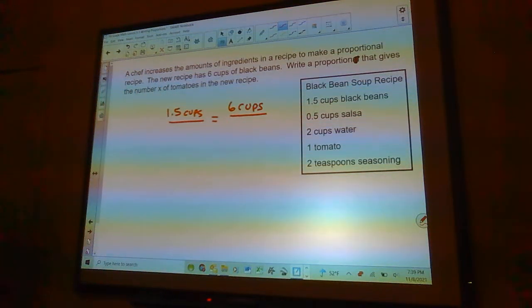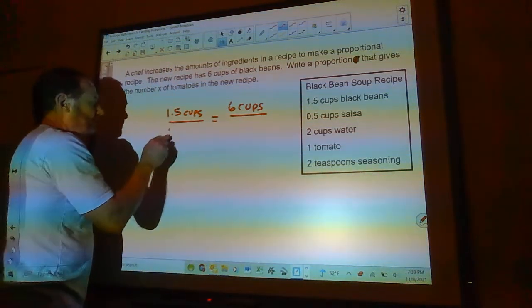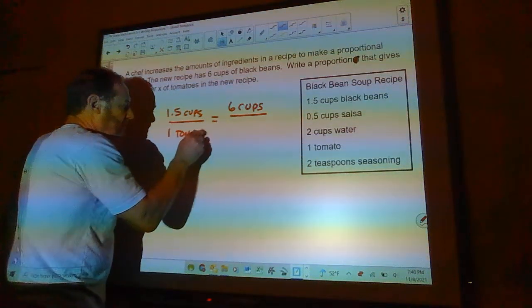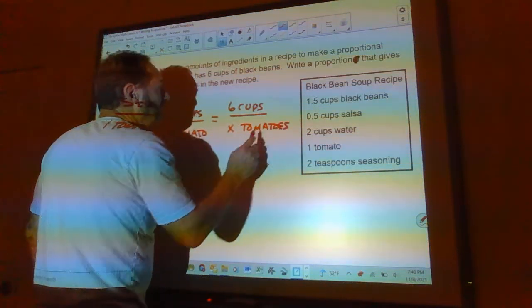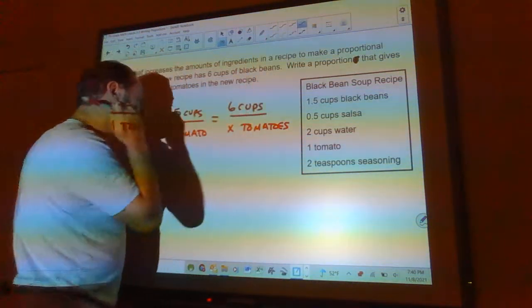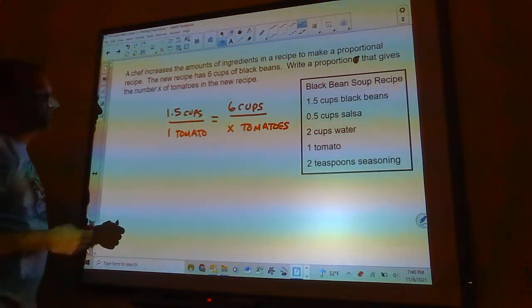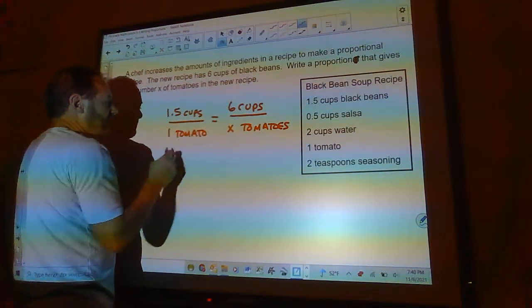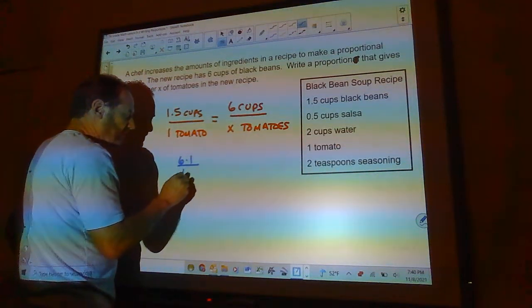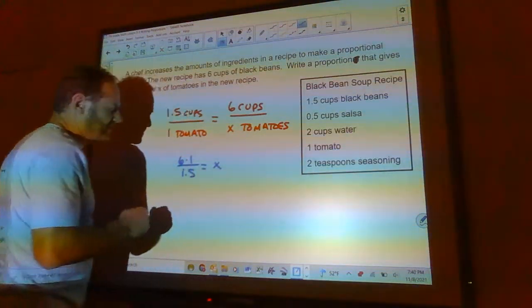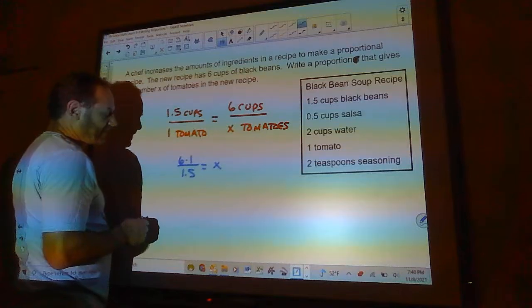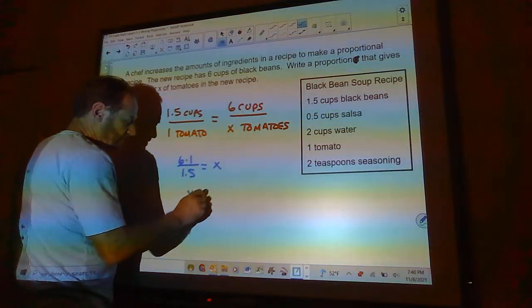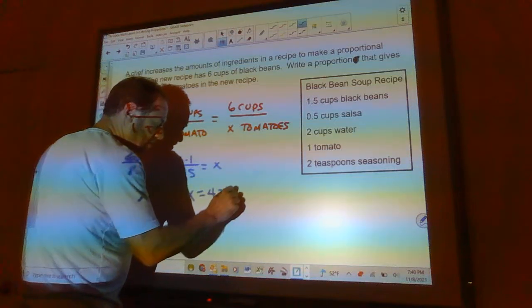Then we're comparing that to tomatoes. So we have 1 tomato over here, and we're going to have x tomatoes down here. Again, we solve our proportion by multiplying the 2 diagonal numbers and dividing by the other one. So 6 times 1 divided by 1.5 is going to equal x. That's 6 divided by 1.5. That's going to be what? 4. So x is going to be 4 tomatoes.